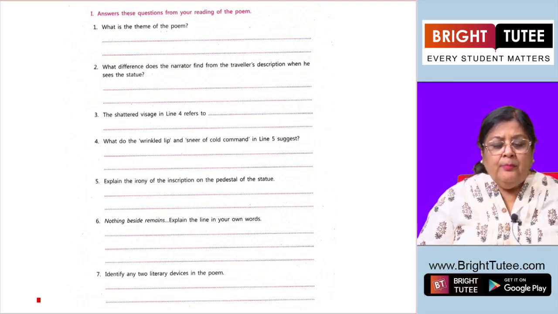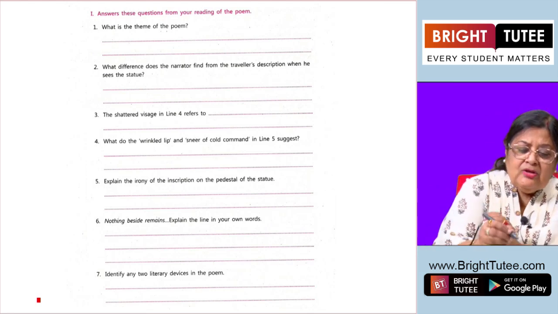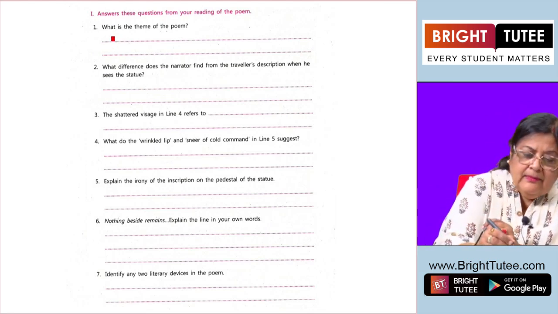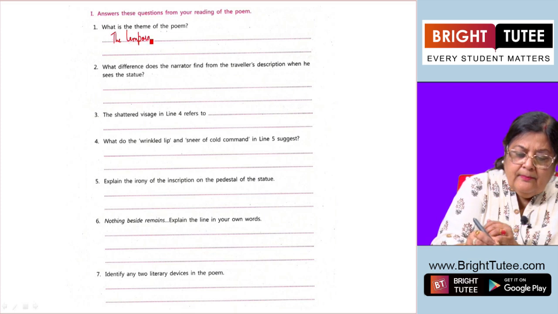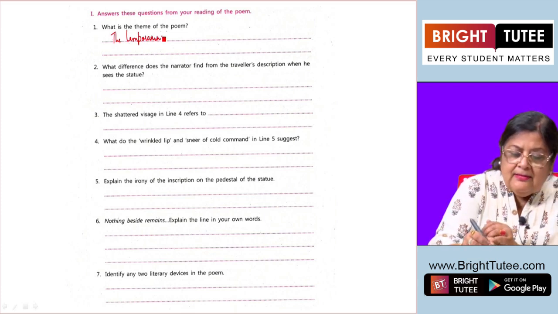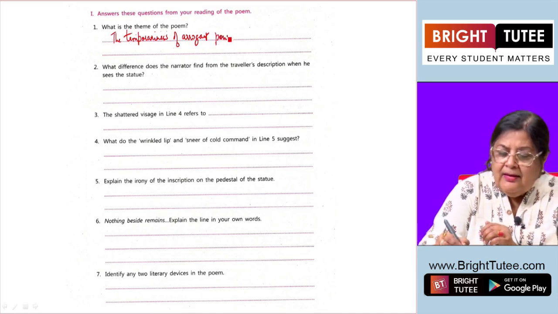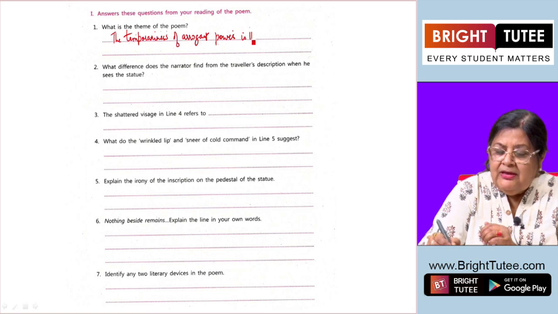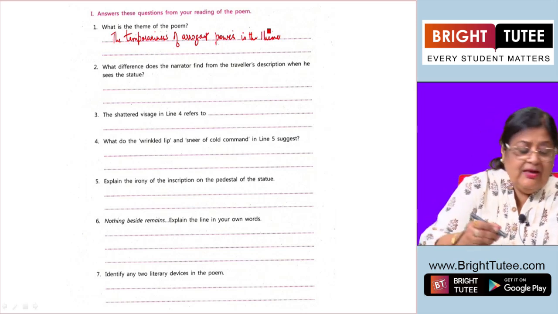What is the theme of the poem? The temporariness of arrogant power is the theme of the poem.